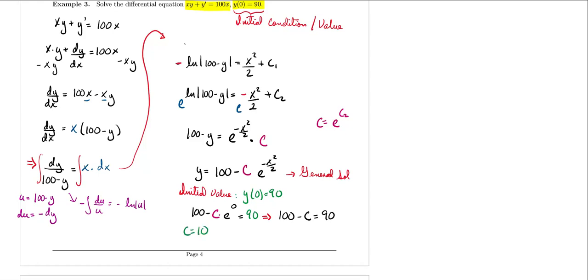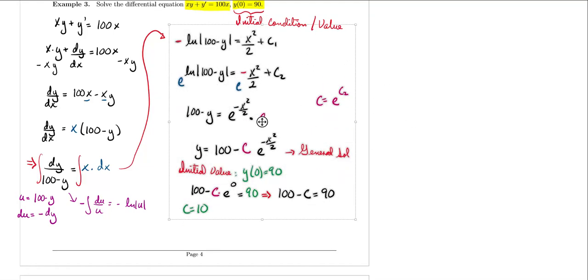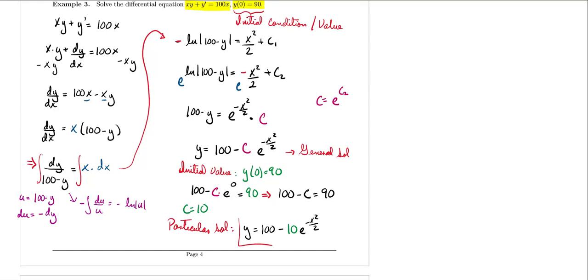Alrighty, so then our particular solution here, let me move this one further up. The particular solution is going to be given by y equals 100 minus 10 times e to the negative x squared over 2. And there we go, we'd be done with the problem. Now this one again was a little bit more challenging because we needed to factor out an x so that we were able to use the method of separation of variables.